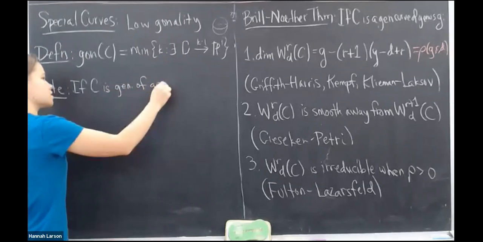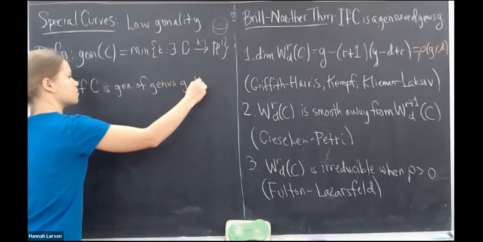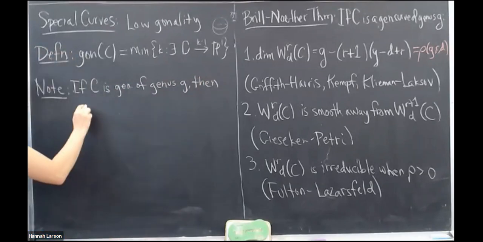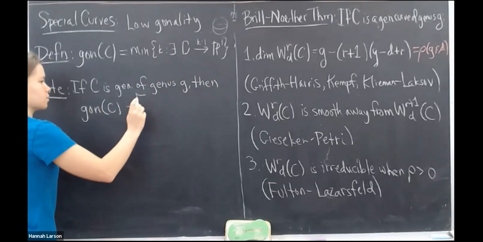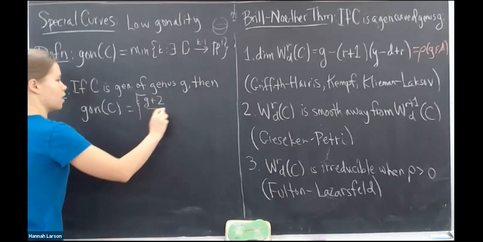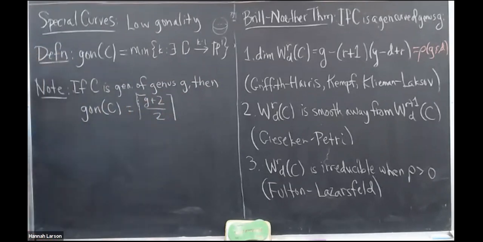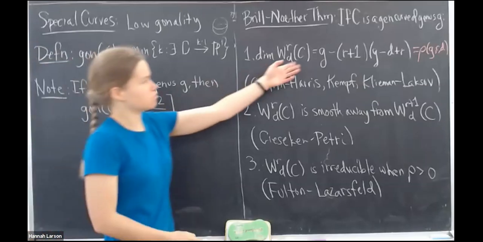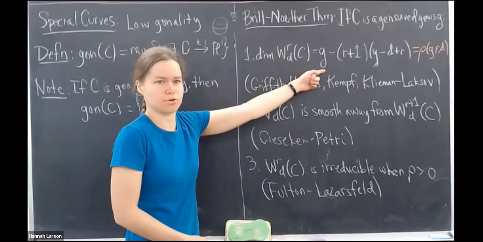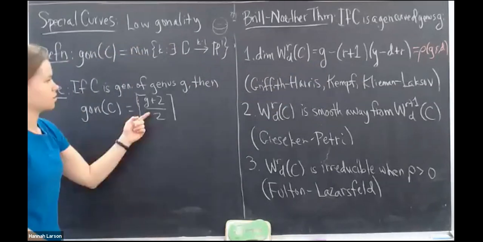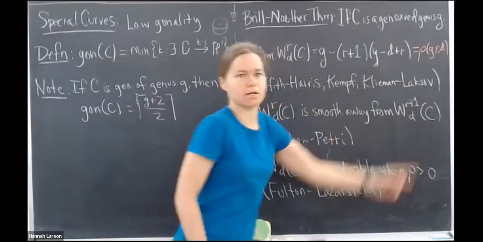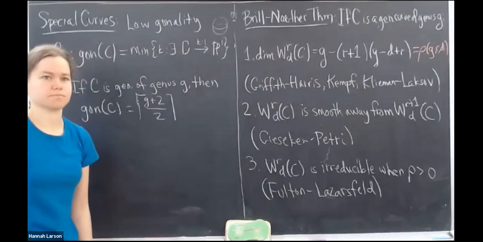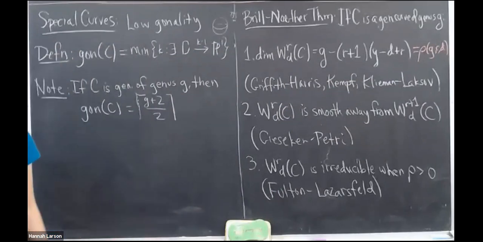If C is a general curve of genus g, then gonality is equal to the ceiling of (g + 2)/2. This actually follows from the Brill-Noether theorem, because we're asking for the smallest k so that this Brill-Noether number is greater than or equal to 0, when W^1_k is first non-empty.